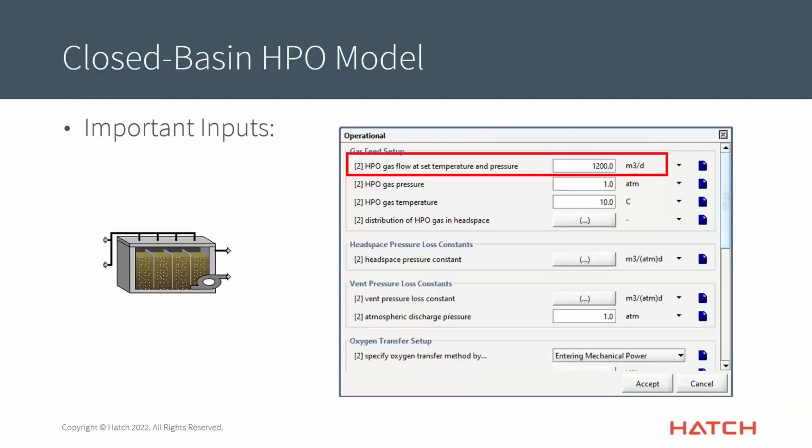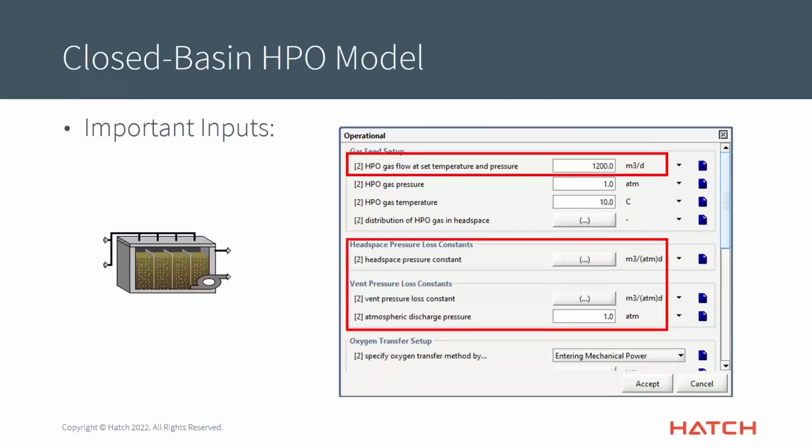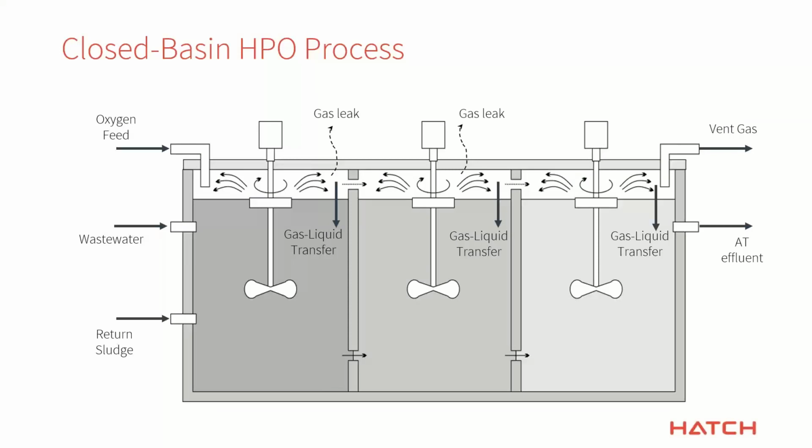Okay, so under the operational menu, you of course have to provide, in addition to all the usual things about how you're going to control the aeration, the HPO gas feed, some details about the flow rate and the temperature and pressure and so on. And then there are a number of these other constants here, which I'm going to come back and talk about a bit later. They're there basically to control the flow through the headspaces and any leakage that you might have. And so I'll show you how to set that up a bit later.